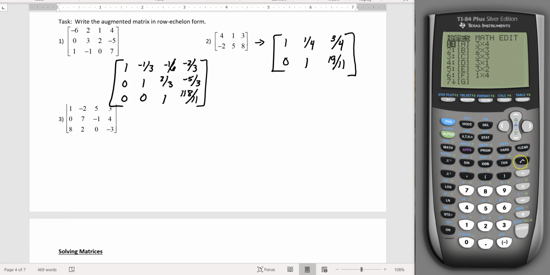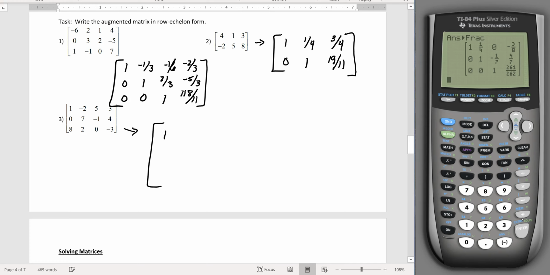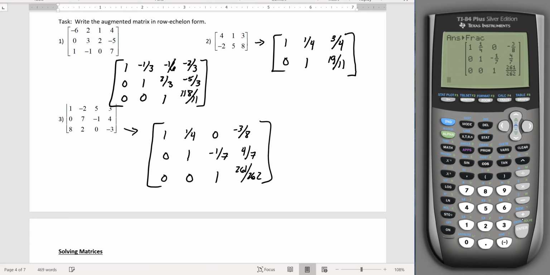Second matrix, I want to reduce A and press enter. Here we go. Let's math, frac. Beautiful. All right. Yeah, I remember this one. Excellent. So I'm going to need some space to write all this. So 1, 1/4, 0, negative 3/8, 0, 1, negative 1/7, and 4/7, 0, 0, 1, and 261 over 262. And close it up like that. Beautiful.